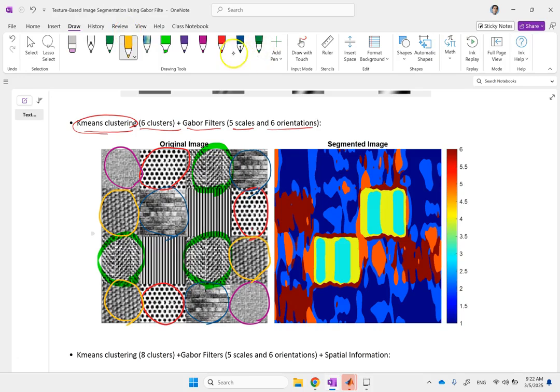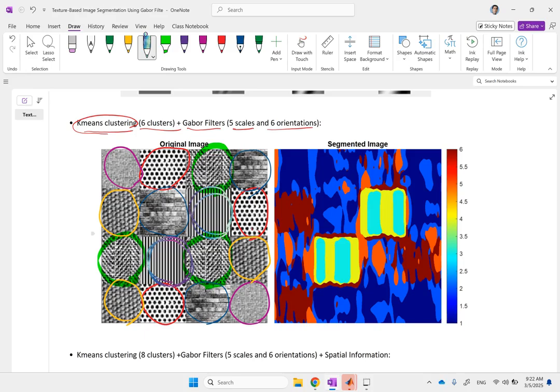And finally, let's pick a different color. Maybe this one, that's an interesting color. So a glitter color. Here, that's another one. So you see I have 6 clusters, 6 types of textures. That's why I use 6 clusters.